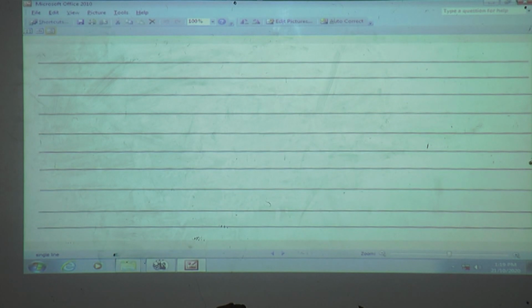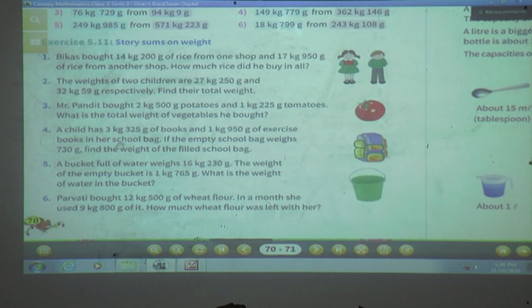Now see the next example. Mr. Pandit bought 2 kg 5 grams potatoes and 1 kg 225 grams tomatoes. What is the total weight of the vegetables he bought? See, again you have to read the question very carefully.